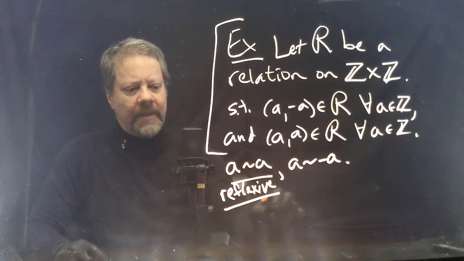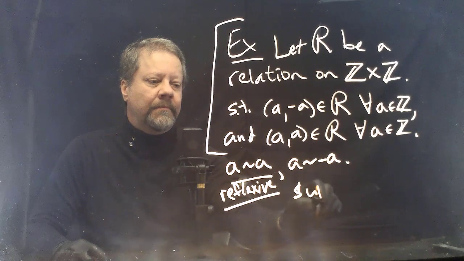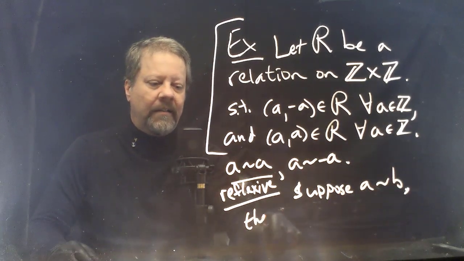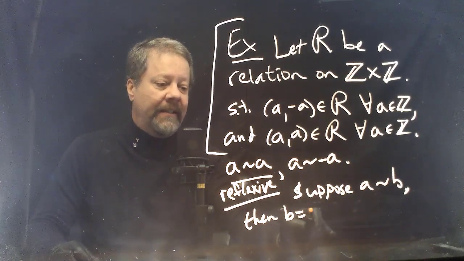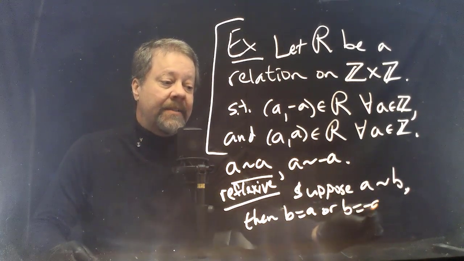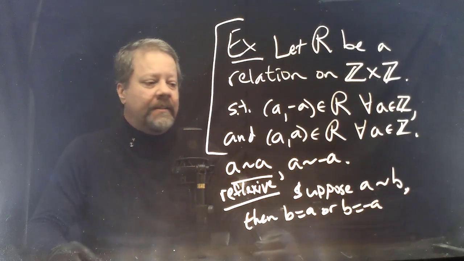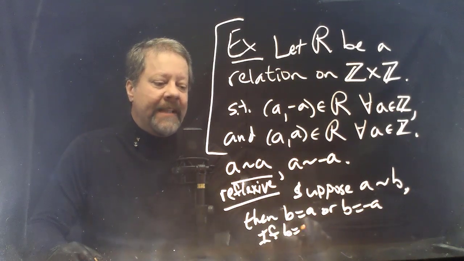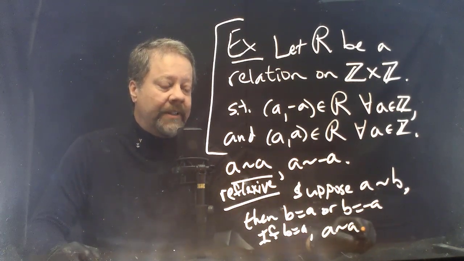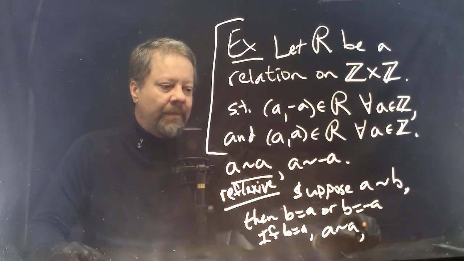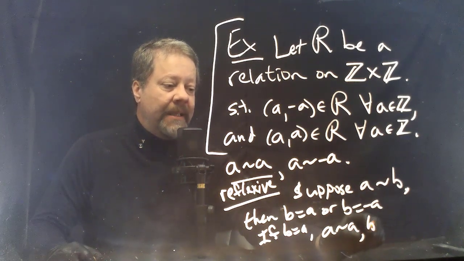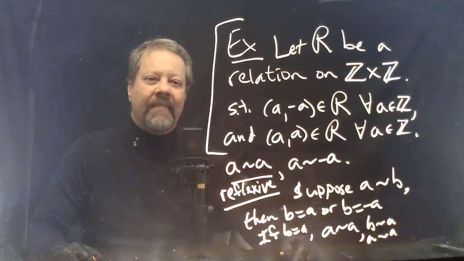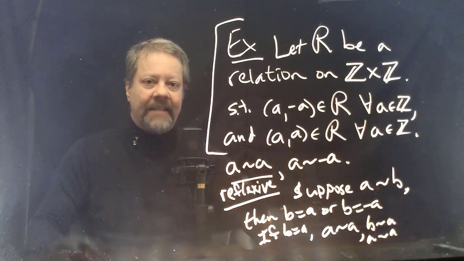Now, suppose A is equivalent to B. Then either B is A or B is minus A because of our defining properties for this particular relation. If B is A, then we have A equivalent to A. This will be the same as B is equivalent to A, which is also A equivalent to A. Let's check out the case when B is minus A.